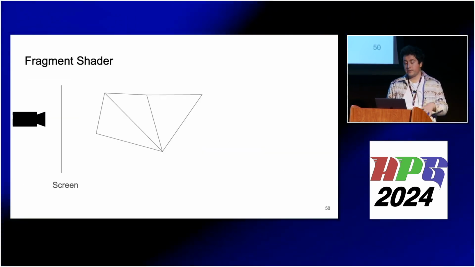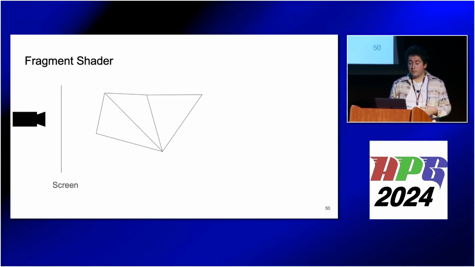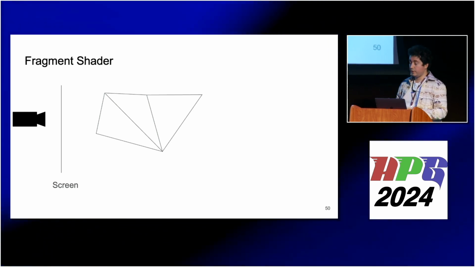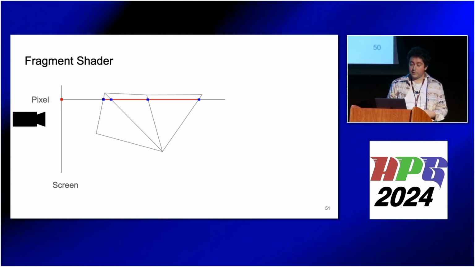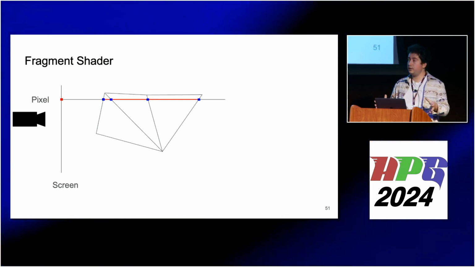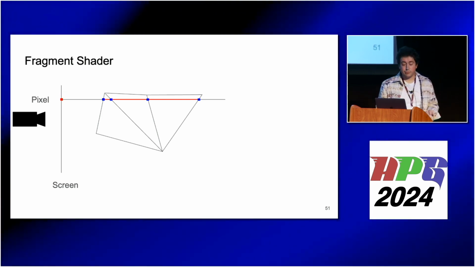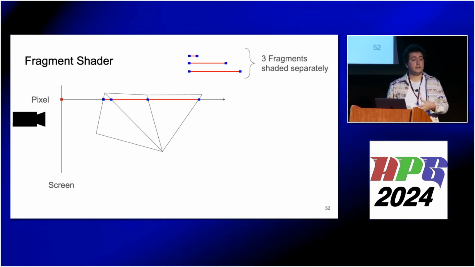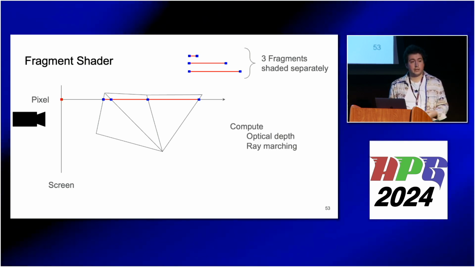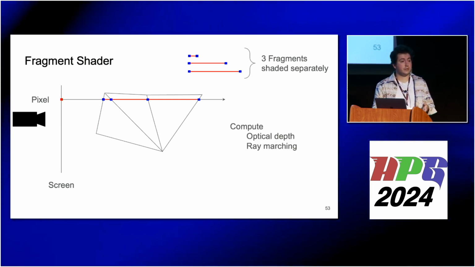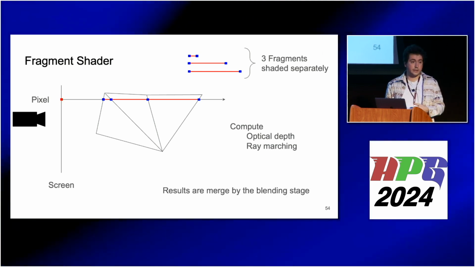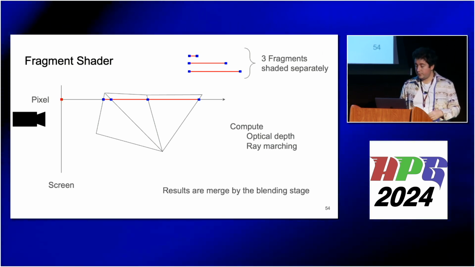And now let's focus a bit on what's happening in the fragment shader. If we check this very simple scene, we have 3 tetrahedra, it's a cut view here. What we have is, for each pixel, we trace a ray, and we can see here that we have 3 intervals appearing. And these 3 intervals will be shaded separately in 3 different invocations of the fragment shader. And the fragment shader can compute optical depths or raymarching within each of these intervals. And finally, results are merged by the blending stage or by the depth buffer stage.